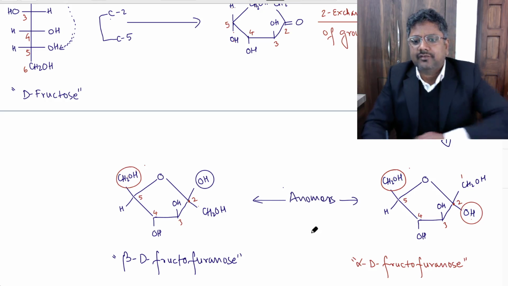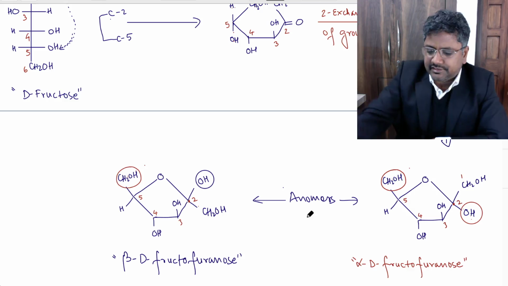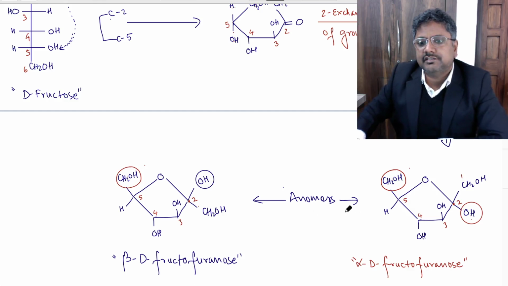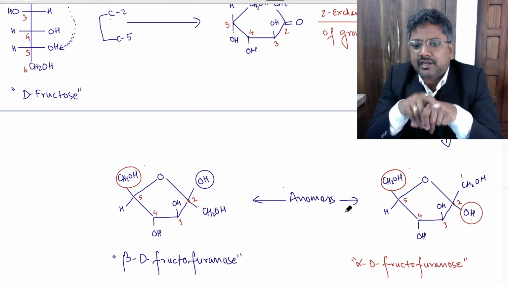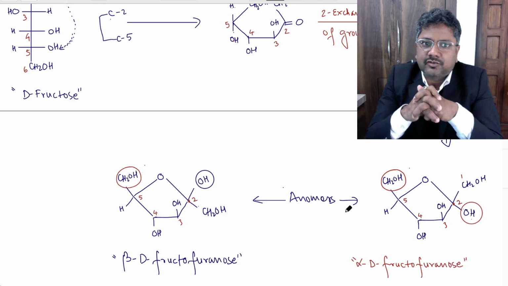So whenever alpha and beta prefix is coming with a carbohydrate, immediately you should understand, okay, they are anomers, right? So this is the cyclic structure of glucose and fructose, and mannose and galactose you can draw, right?